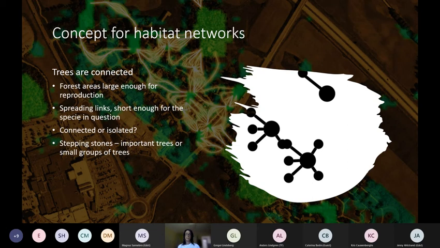It can be via stepping stones. It's like small forest or tree groups of trees, or just one alley or something. But this is what we talk about when we talk about the tree habitat networks, how they are connected in a city.